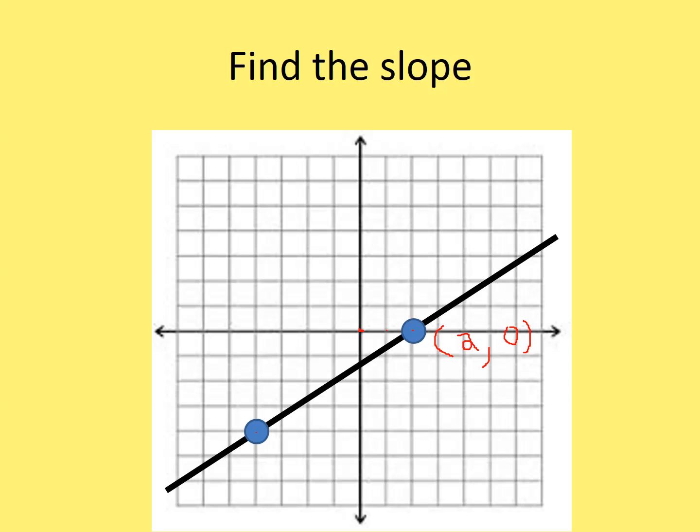This point down here, 1, 2, 3, 4 to the left, that makes this a negative 4. When we move left, that's negative value. And then it's 1, 2, 3, 4 down. So it's at negative 4, negative 4.